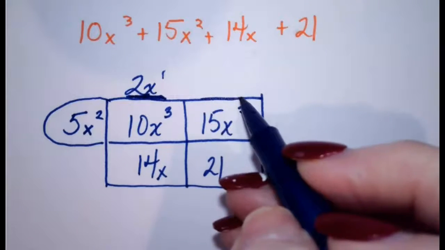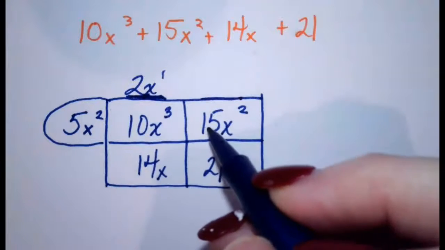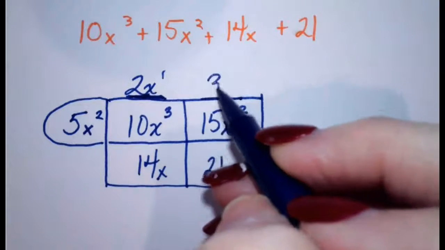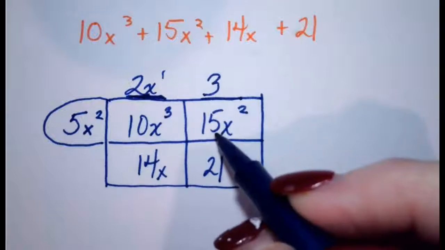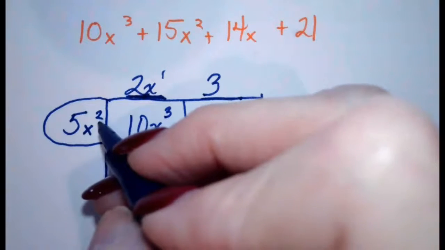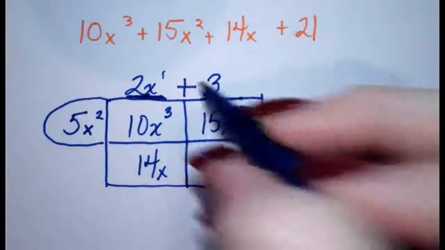Let's look right here. Something multiplied by 5 is 15. That's a 3, isn't it? 3 times 5 is 15. I need 2 x's. I already have 2 x's. I don't need any more, and this is all positive.